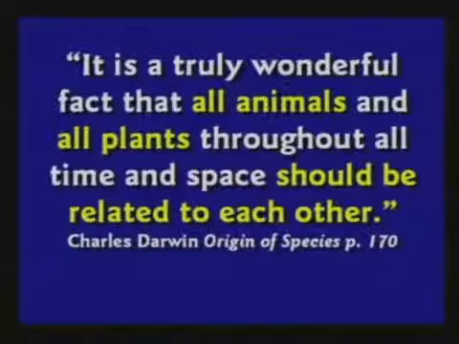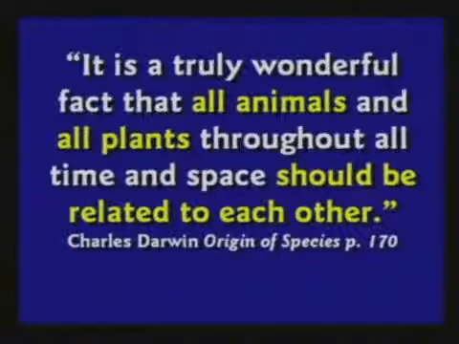Darwin then wrote in his book, after studying these birds and other things around the world, he said, "You know, maybe these 14 kinds of birds had a common ancestor, and that proves that birds are related to bananas." You say, "Oh, he didn't say that." He certainly did. Page 170. "It's a truly wonderful fact that all animals and all plants throughout all time and space should be related to each other." Just because you see 14 kinds of birds, that doesn't prove birds and bananas are related, for heaven's sake, okay? Charlie observed what is sometimes called microevolution.